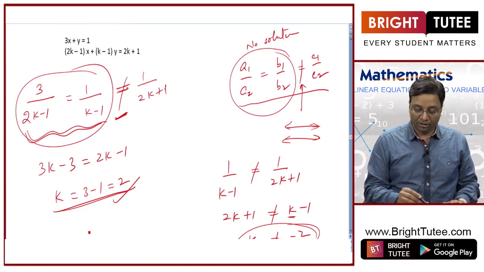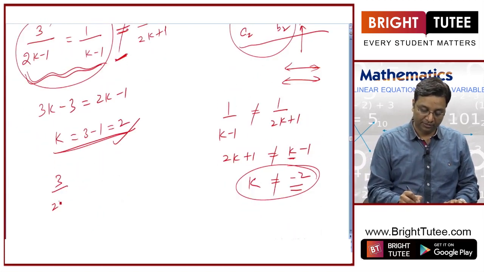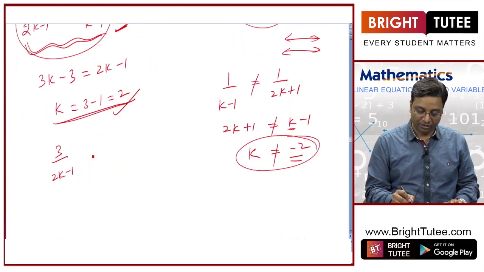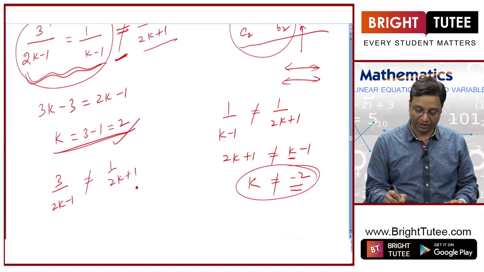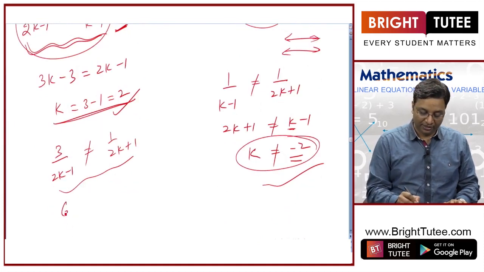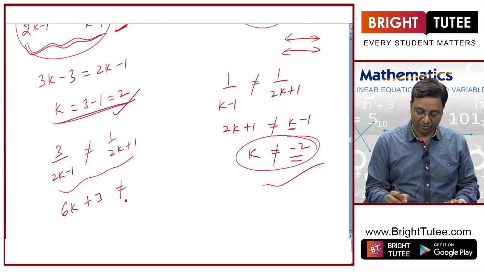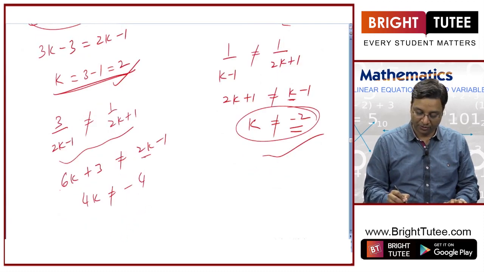Now, you can also compare these two. 3 by 2k minus 1 should not be equal to 1 by 2k plus 1, and it should give you the same result here. Why? 6k plus 3 should not be equal to 2k minus 1, and 4k should not be equal to minus 4, hence k should not be equal to minus 1.